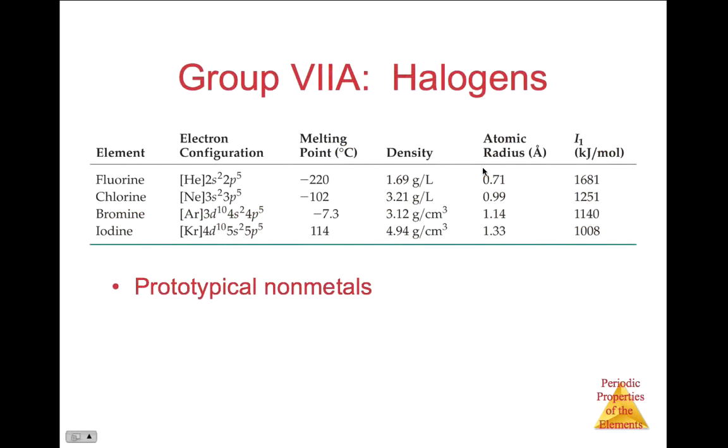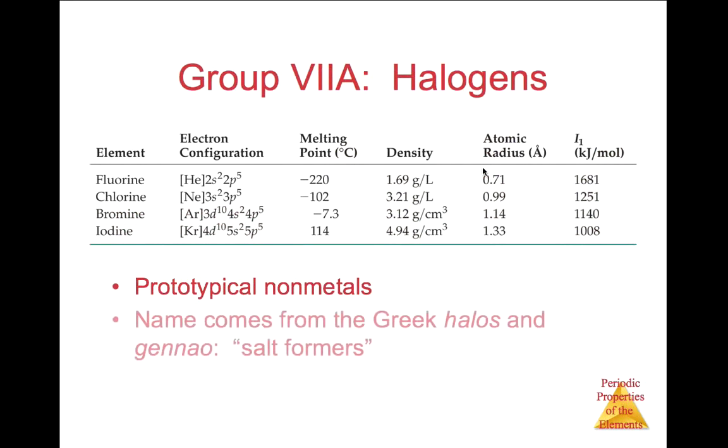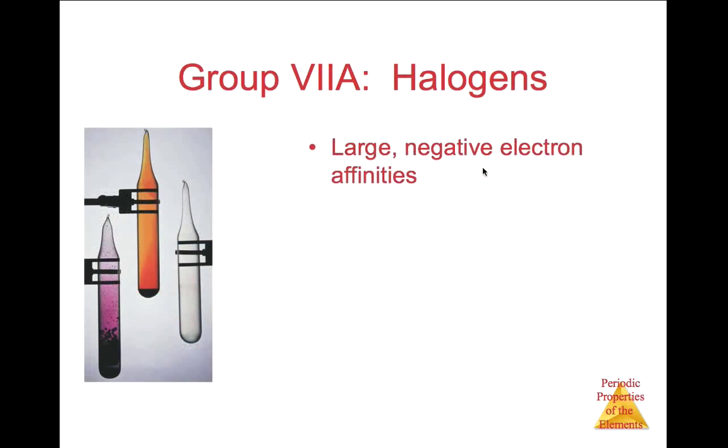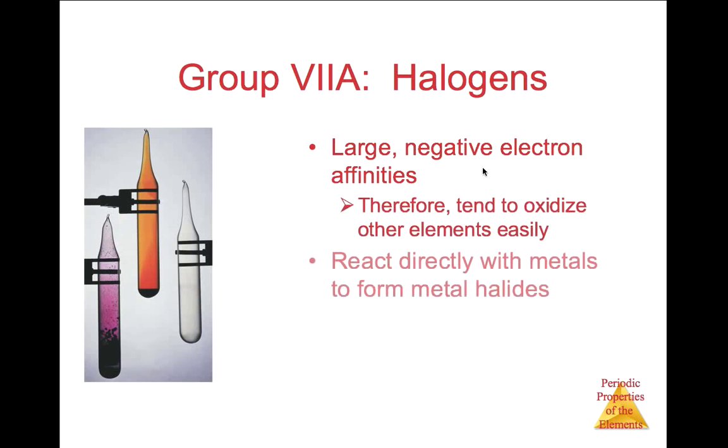Halogens, fluorine, chlorine, bromine, and iodine are the prototypical nonmetals. Prototypical nonmetals, meaning they want to gain electrons. They have large negative electron affinities. They give off lots of energy when they gain electrons. Therefore, they tend to oxidize other elements easily.